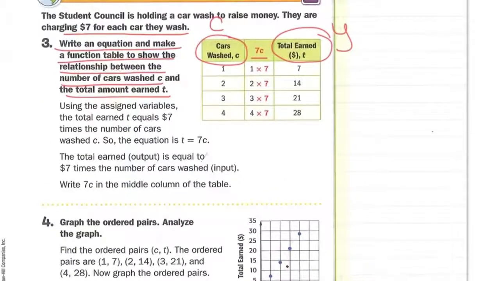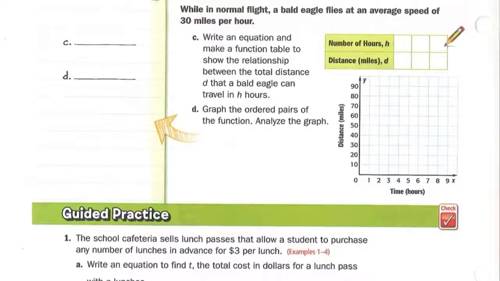Go ahead and go to your last page. We're almost done. You've done a great job. Okay, the last thing I'd like you to do is these two problems right here, C and D. Okay, while in normal flight, a bald eagle flies at an average speed of 30 miles per hour. Write an equation and make a function table to show the relationship between the total distance D, that's your output, that they can travel in H hours.